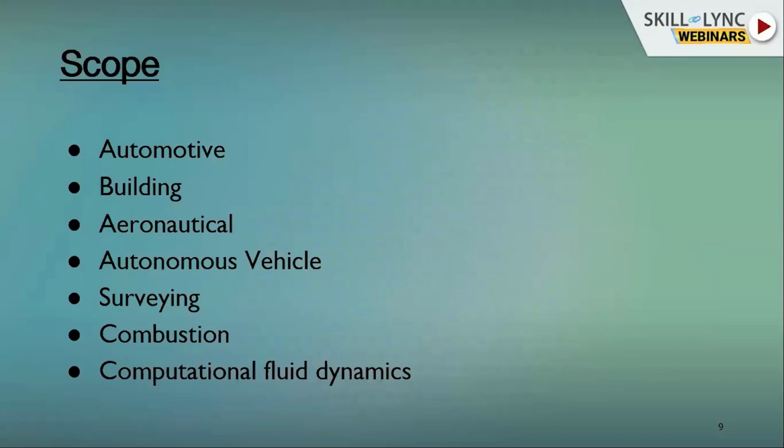Combustion is the burning of fuel and air. When it goes in an engine, it becomes an internal combustion engine. When it goes in an aeroplane, it is called a turbojet or turbofan. When it goes to the power plants, it becomes the boiler. So all these things are where we are using combustion.